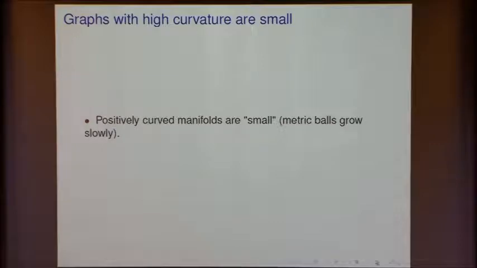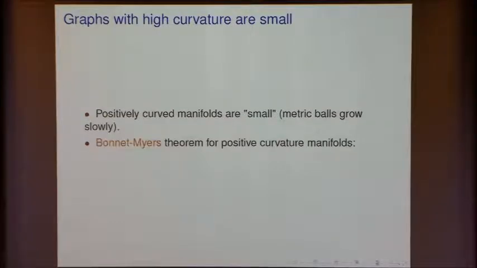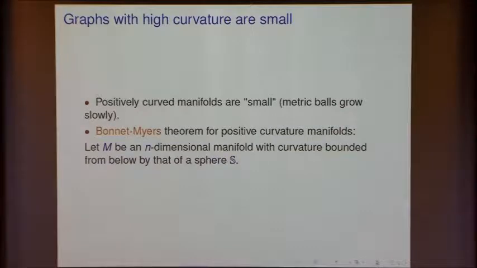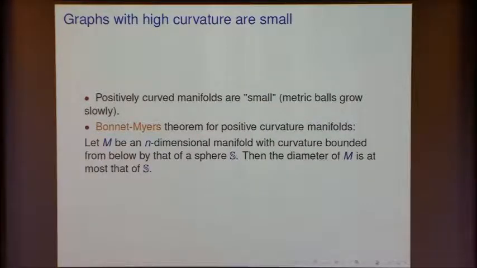What do we know about graphs with high curvature? Intuitively, they should be small because metric balls grow slowly. In fact, they actually stop growing at some point. This is stated by the Bonnet-Myers theorem in Riemannian geometry. If you have a manifold whose curvature is bounded from below by that of a sphere of constant curvature, then its diameter is at most that of the sphere.